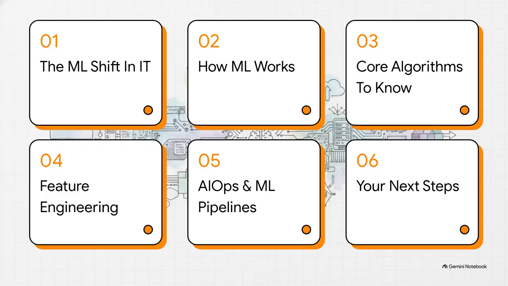1. The ML shift in IT. 2. Understanding how ML works. 3. Core algorithms to know. 4. The feature engineering advantage. 5. AI ops and ML pipelines. And finally, number 6, your next steps.